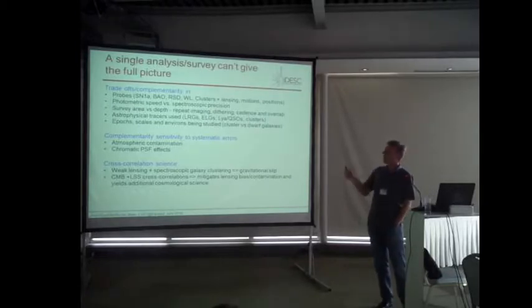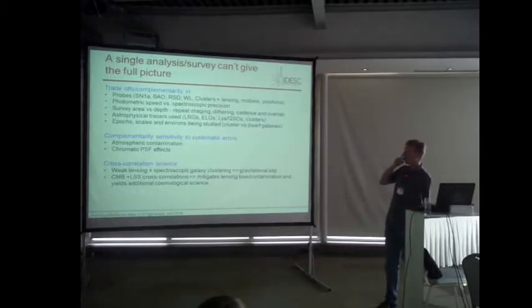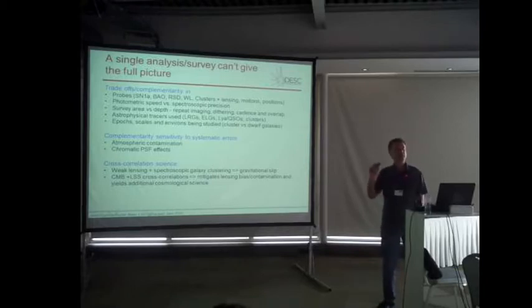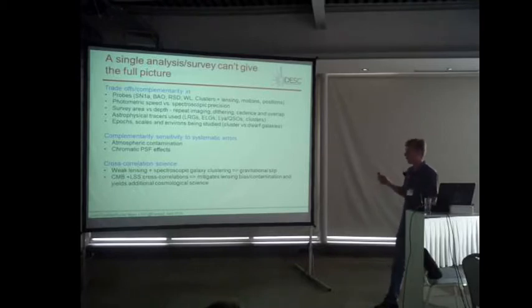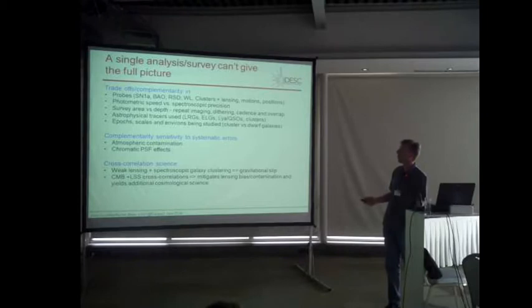So let me just wrap up with two very quick points. It's very clear from the work that we've done that one single analysis won't enable us to understand the nature of dark energy. Each of the analyses has complementary sensitivities, complementary uncertainties, and complementary systematics. So it's the combination of all of these ideas and techniques that we expect to enable us to achieve the goals of a Stage 4 dark energy science mission.